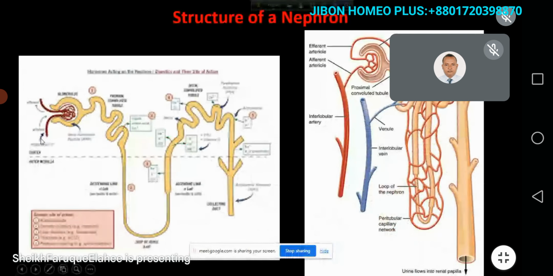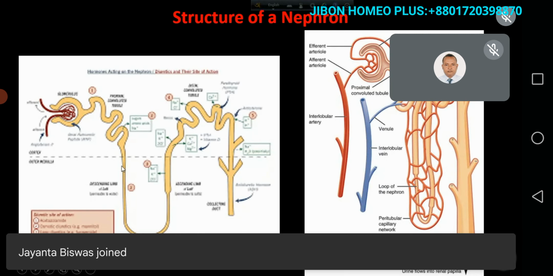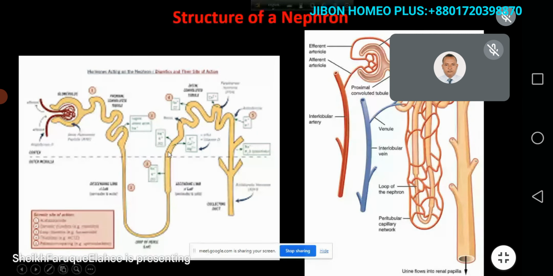You see, this is afferent arteriole, this is glomerulus, this is efferent arteriole, and this is Bowman's capsule, this is proximal convoluted tubule, this is loop of Henle, this one distal convoluted tubule, and this is collecting duct. This all together makes the structure of nephron.